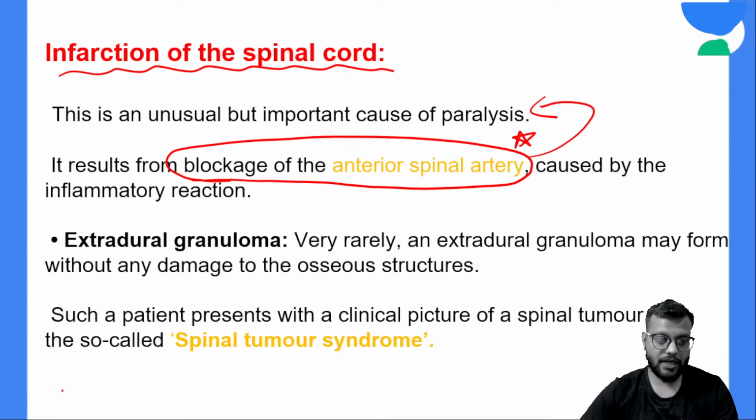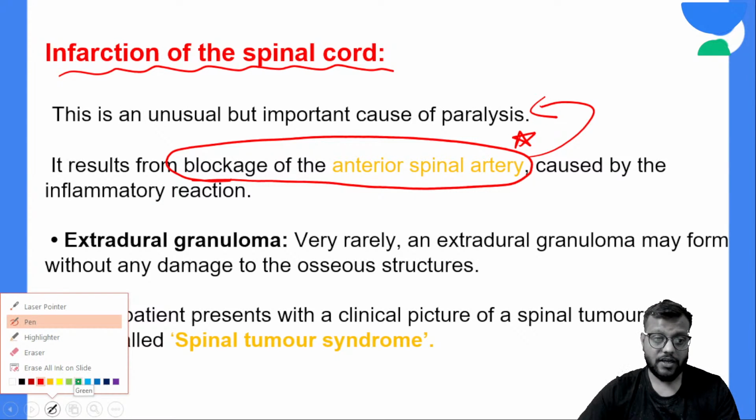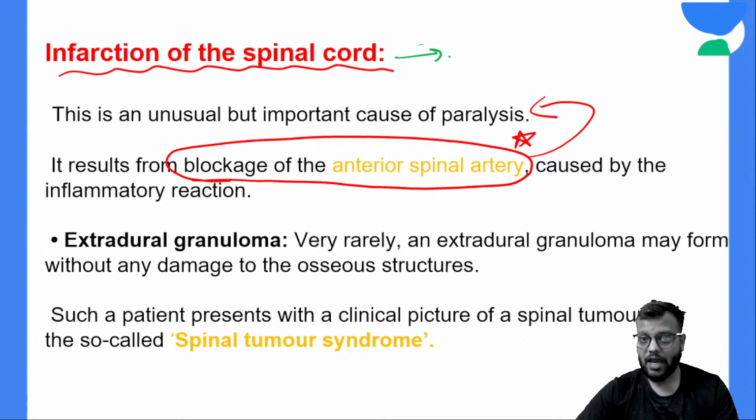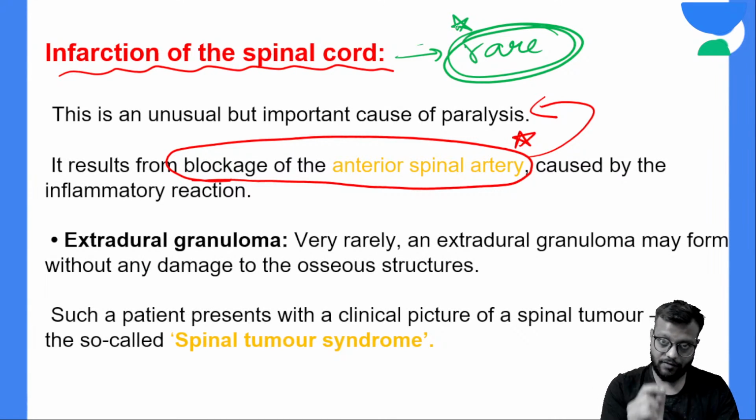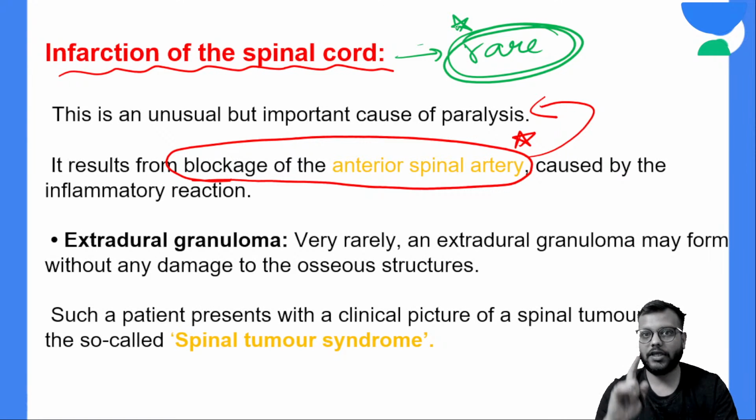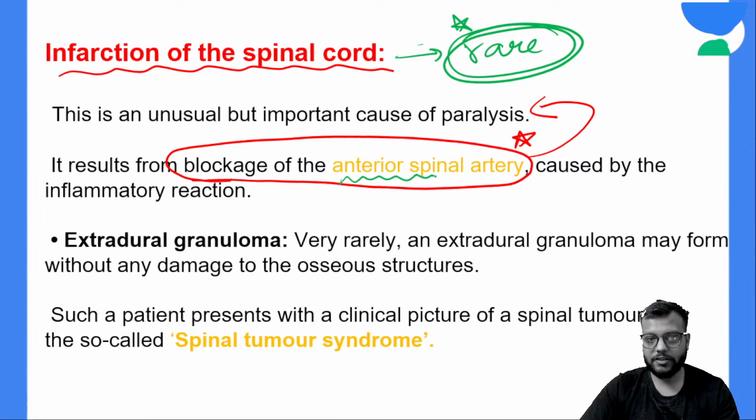But again, remember, this is very unusual and rare. This is not one of the commonest causes of neurological deficit in this disease. It is very rare. I've just included this slide to share one important thing: if a question related to an artery comes up, the answer in case of Pott spine will be the anterior spinal artery.